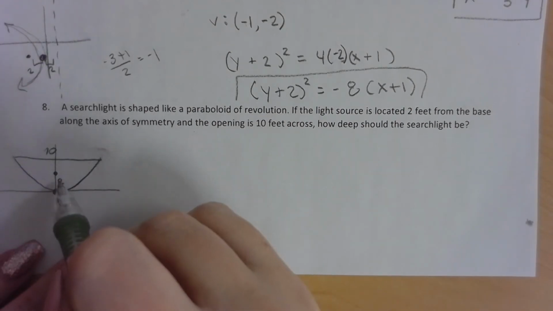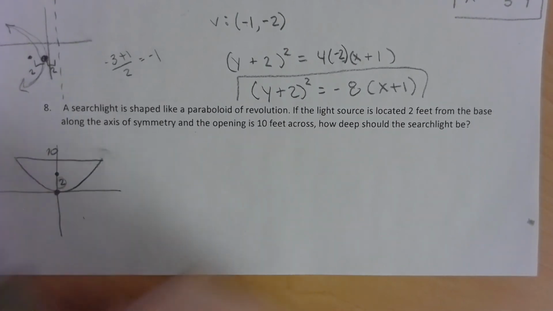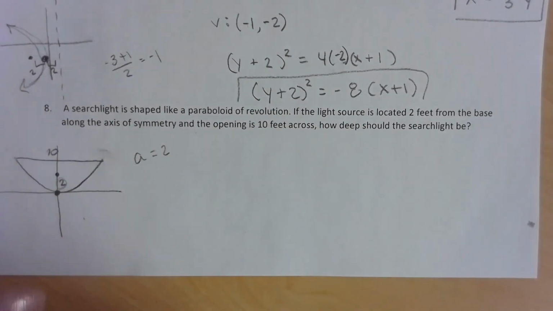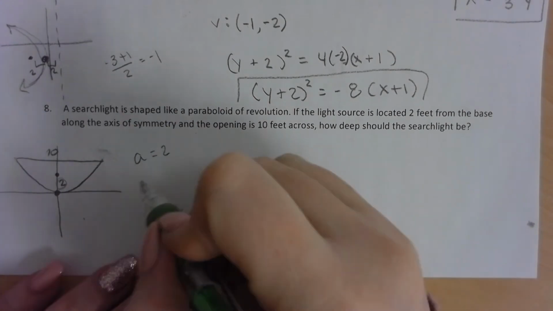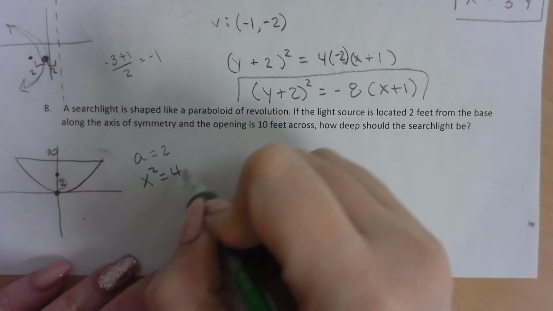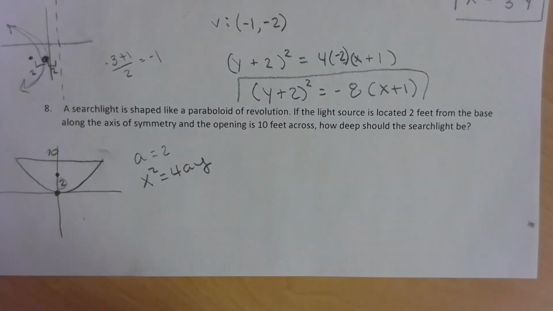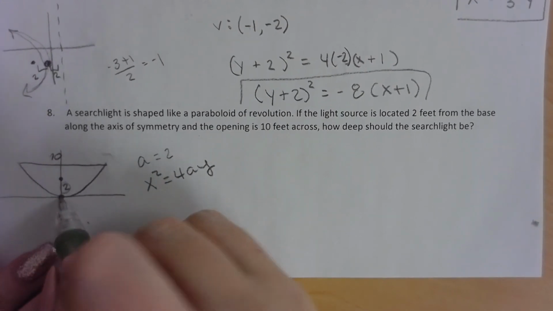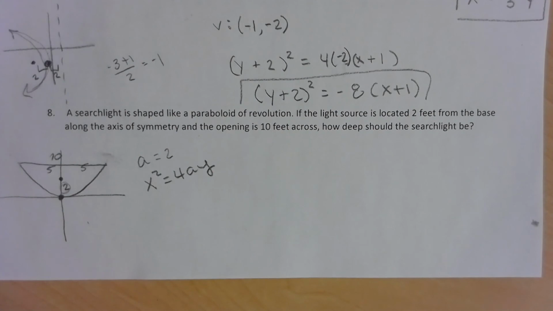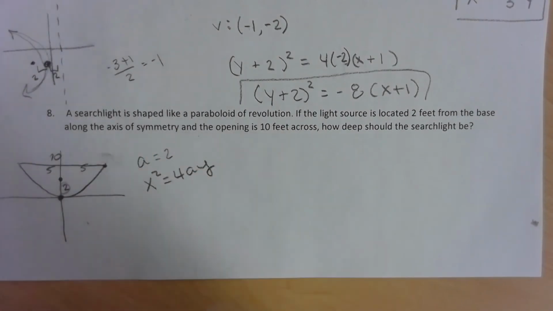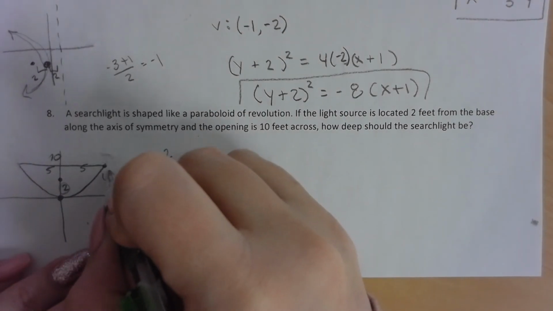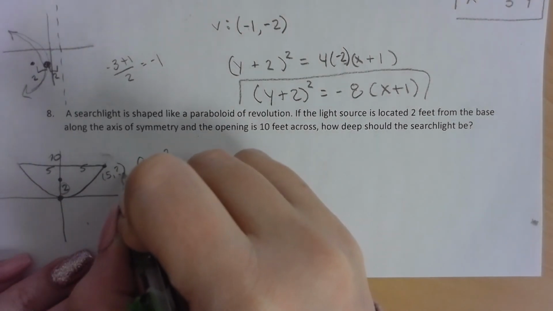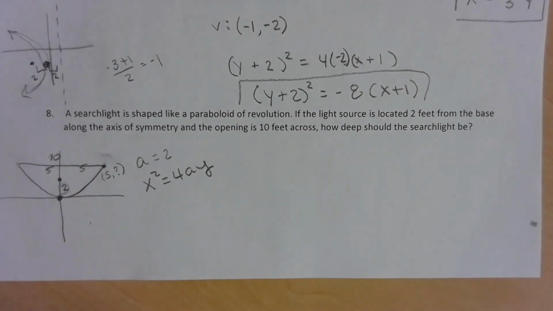So if we know this is where the light source is, then we know our a value is 2. So that tells us our a value is 2. And because it's opening up, it tells us our parabola is in this form. Now, if we know, once again, that this is 10 feet across and this is at 0, 0, then we can say each of these are at 5, which would make this point right here at 5, comma, I don't know how tall it is, right? Went to the right 5, I don't know how tall it is.